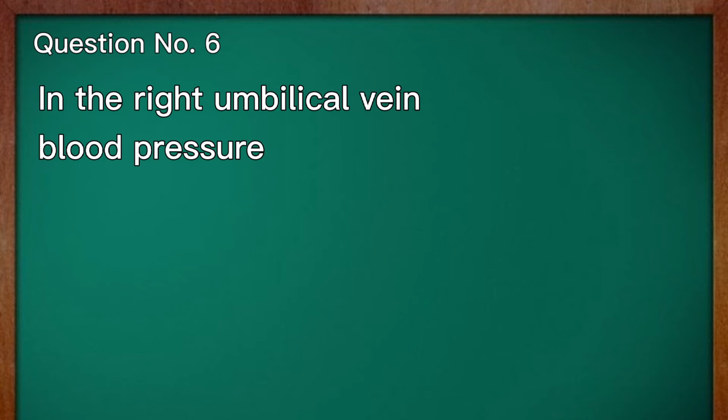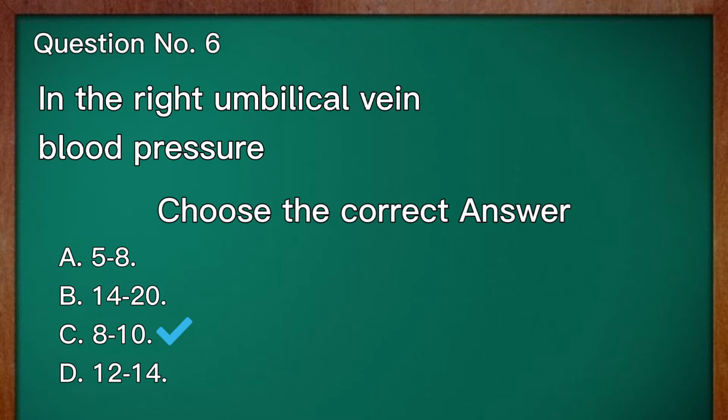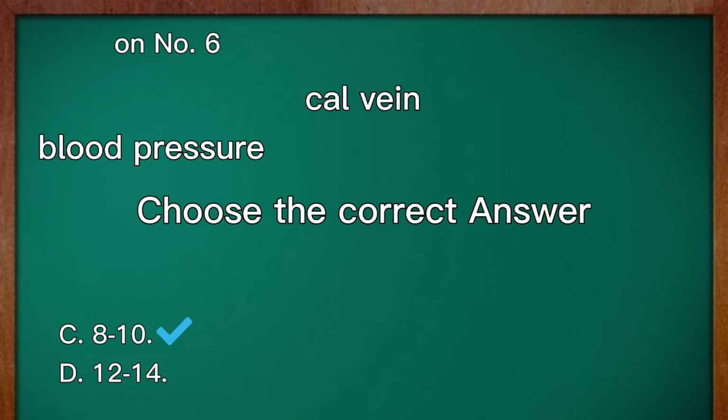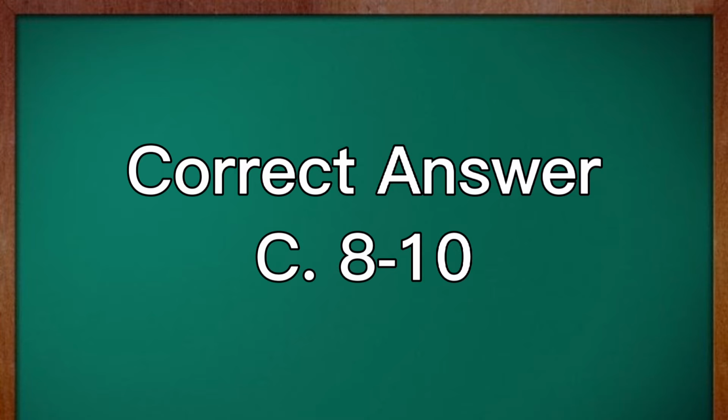Question number 6. In the right umbilical vein, blood pressure. Choose the correct answer. A. 5-8. B. 14-20. C. 8-10. D. 12-14. Correct answer: C. 8-10.